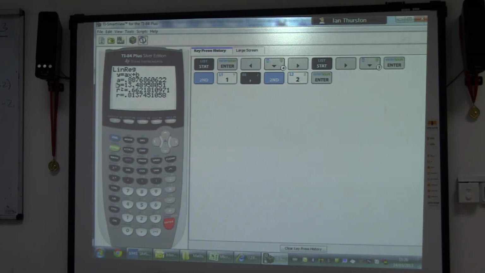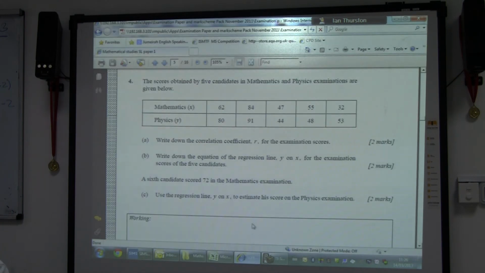So from here, we've got the a value, it's calculated it all for us. They've given us the b value as well. So for 2 more marks, you simply write down y equals, in place of a, you can go 0.888, because remember the IB wants it to 3 significant figures. So 0.888x plus 13.5, again to 3 significant figures. And then, looking at question B, you've got yourself another 2 marks.